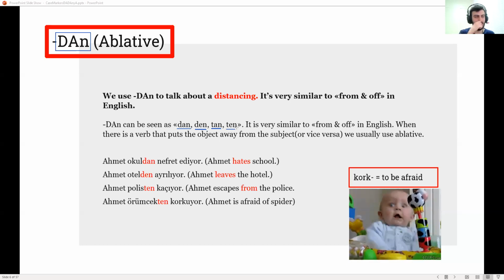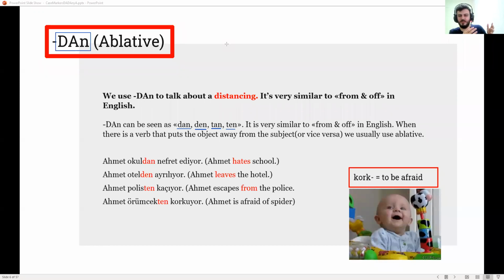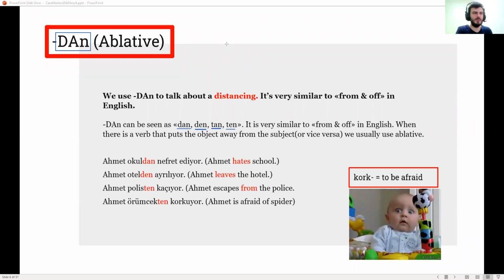If you want to make a preposition in English, you would choose one of these. It basically puts a distance between the subject and the object. So most of the time we use this case marker with the verbs that put a distance to the object. Like I hate something. I get away from something. I quit smoking. Whenever you put a distance to that object, you use this. Let's not say whenever, but most of the time, usually.